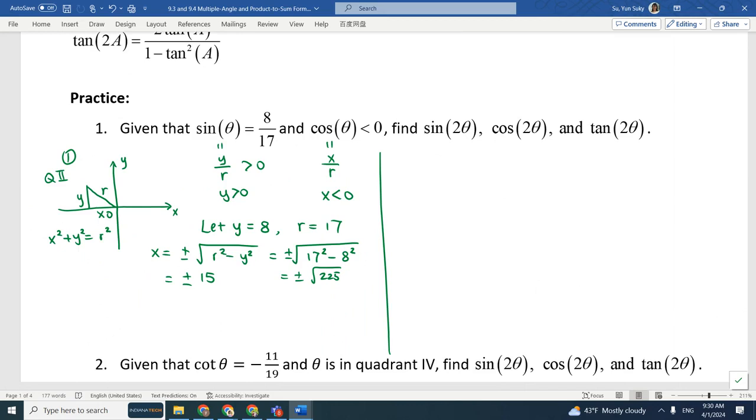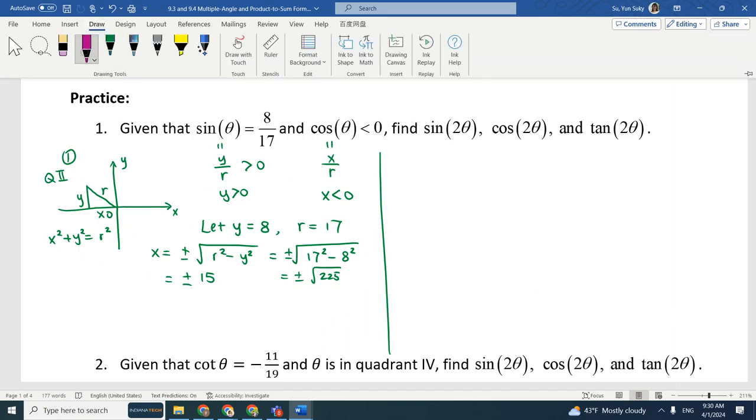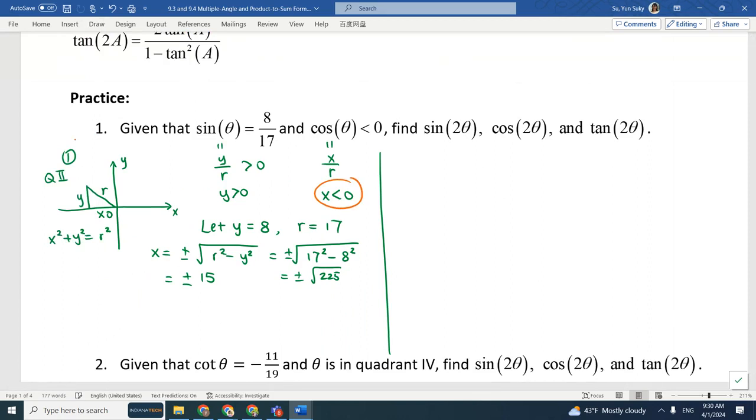So in the exam, you might have a number that is irrational. You might not get integers, right, everybody? There are not so many triangles with sides that are all integers. So in the exam, you might get an irrational number. That's okay, but the method is similar. Now look at the x. X is negative because it's in quadrant 2. We pick the negative. X is negative 15. Right, everybody? Now, this is the sine theta. What is the cosine theta?